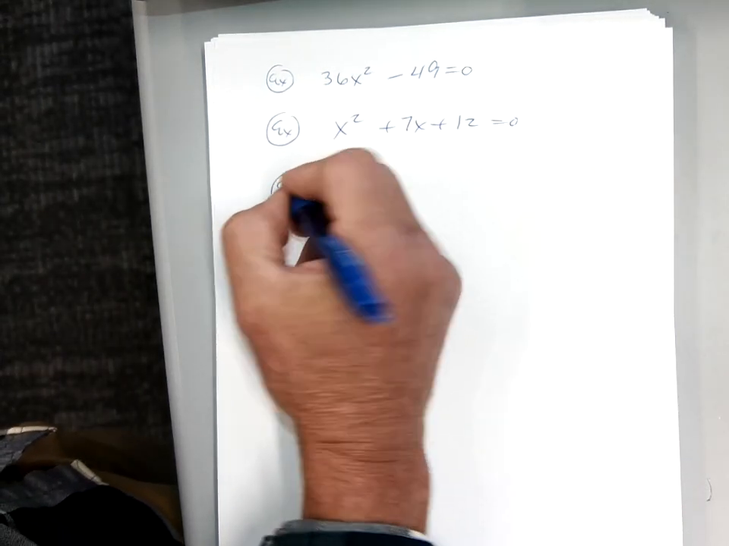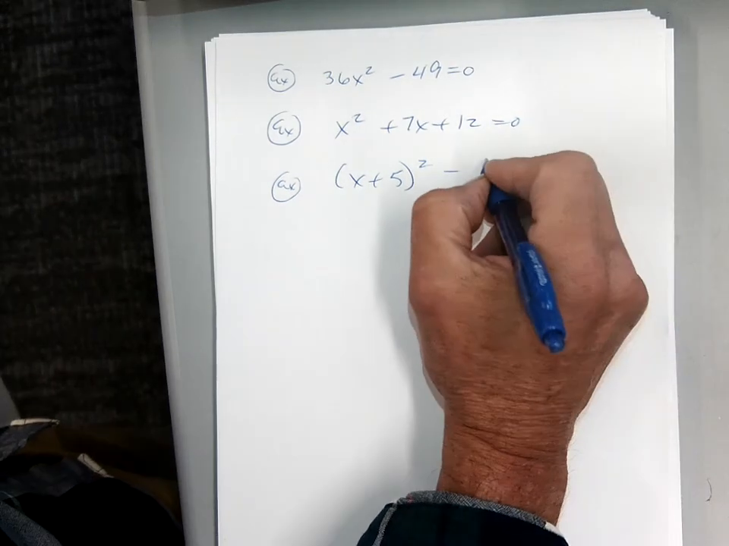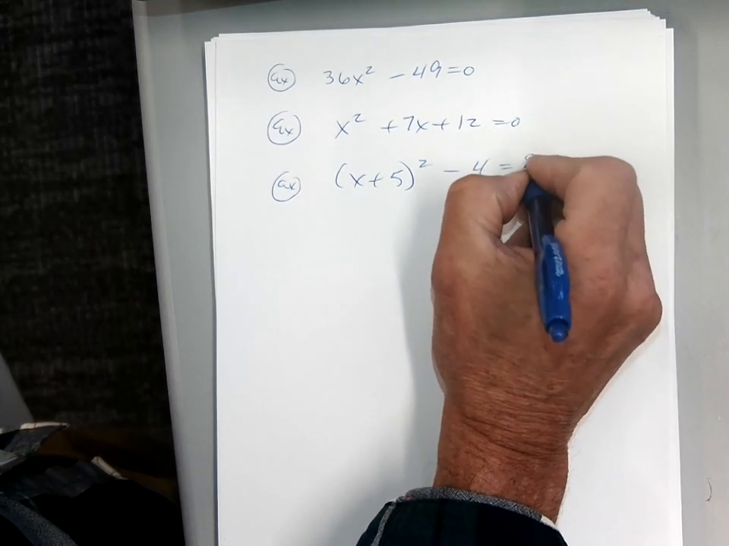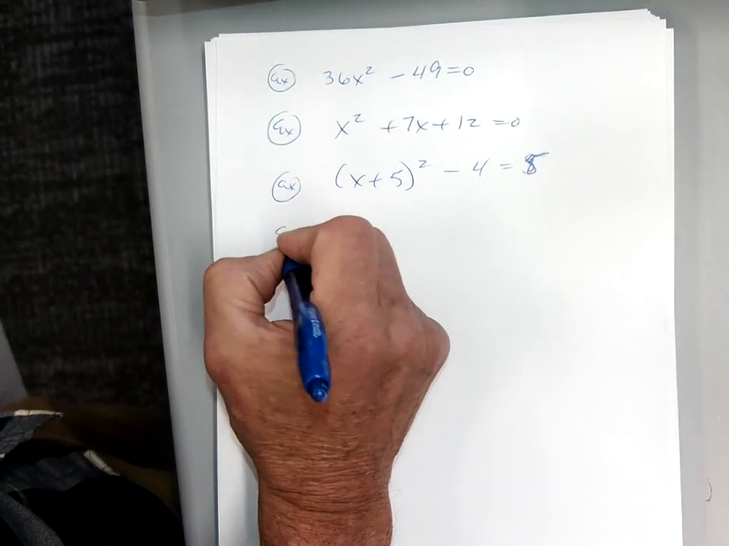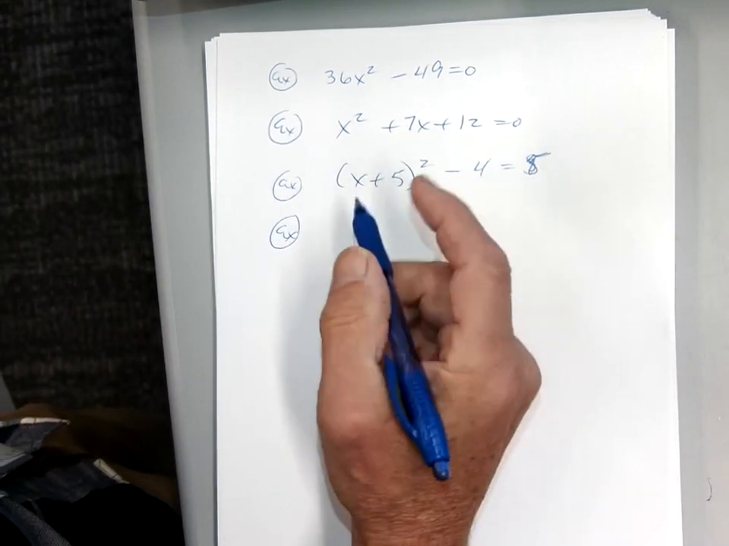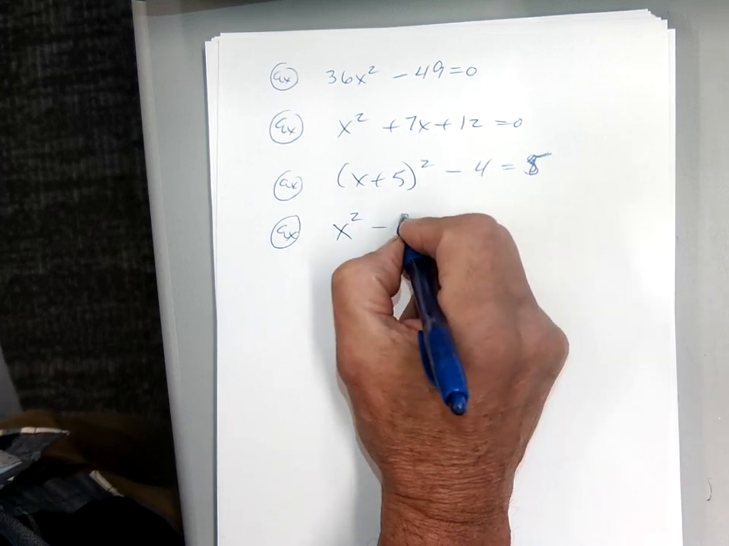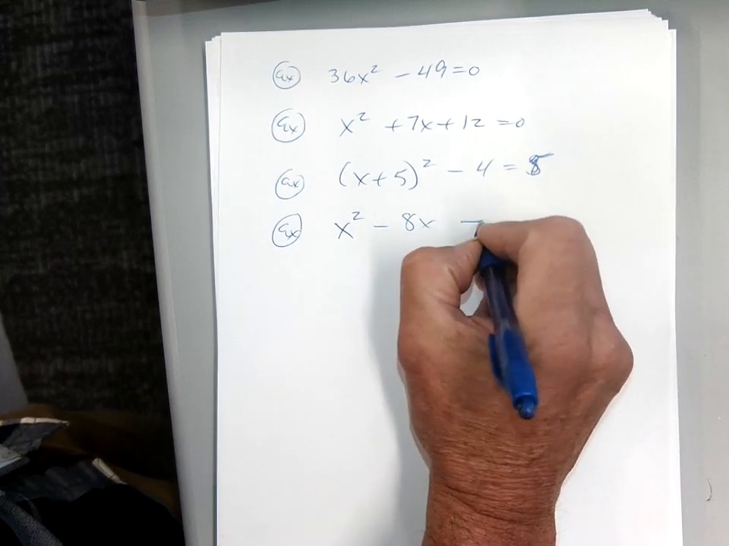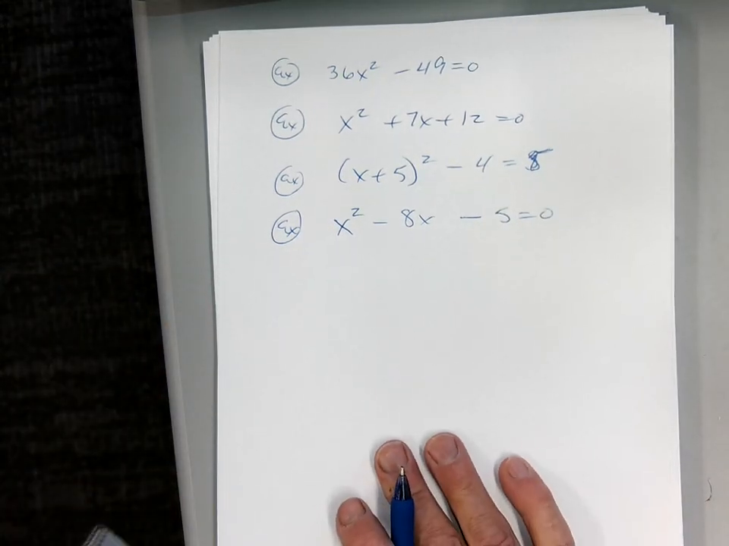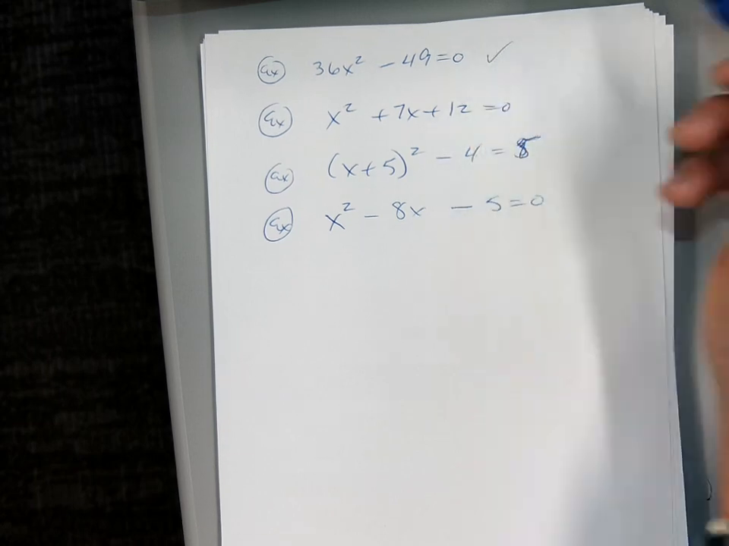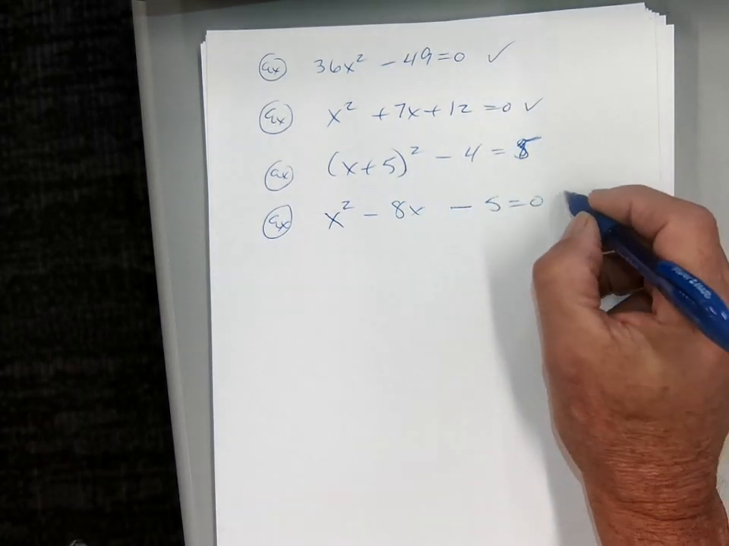Another example would be something like (x plus 5) squared minus 4 equals 5. We could solve that by adding the 4 and taking the square root. Then we also had completing the square, like x squared minus 8x minus 5 equals 0. So we can factor, solve with square roots, or complete the square.